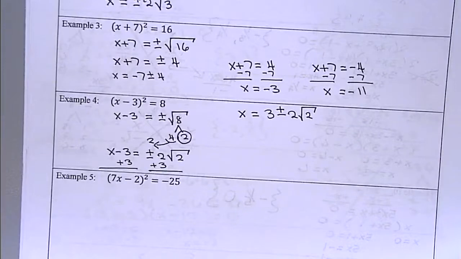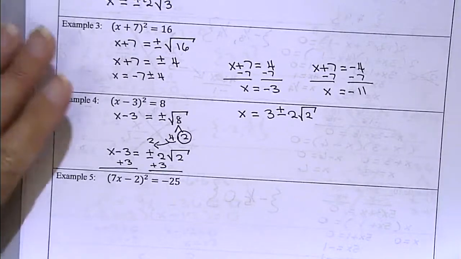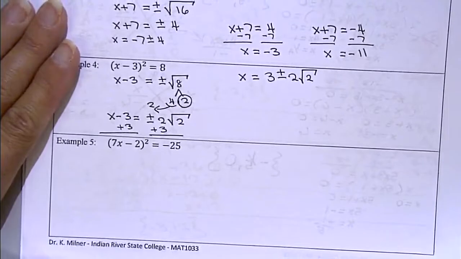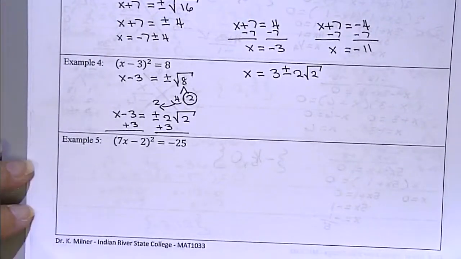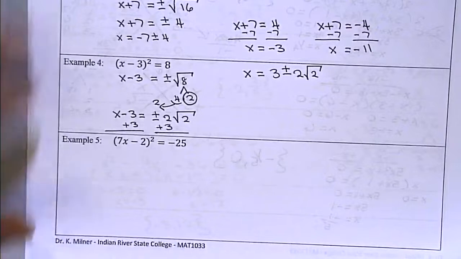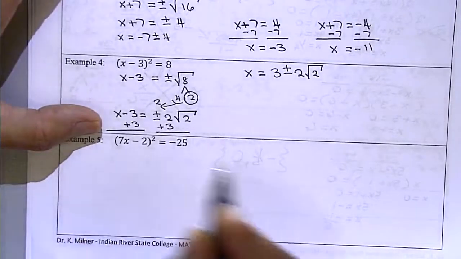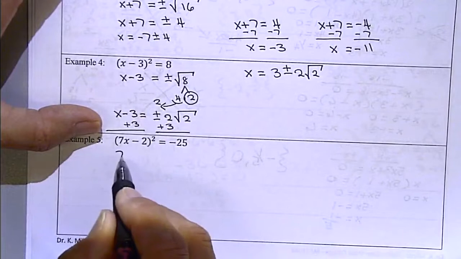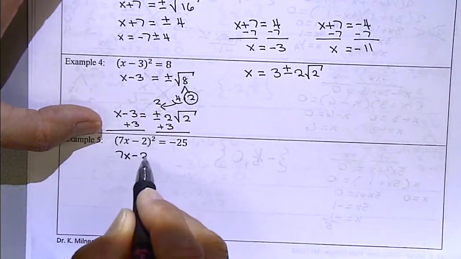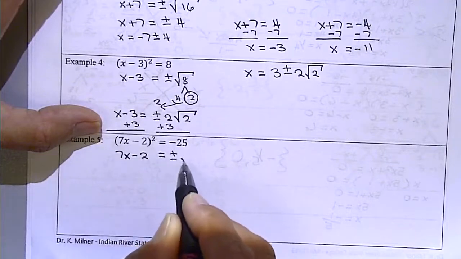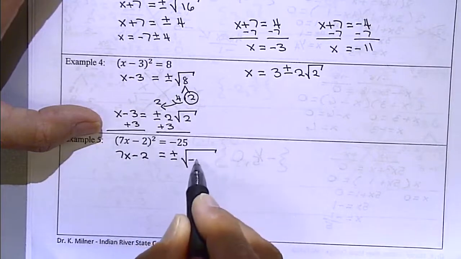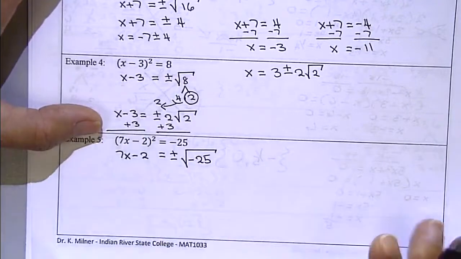How do you feel about that one? Because I want to do another one. Because this one brings into play some negative numbers, all right? Now look, I'm going to take this, do the same thing we did, okay? I'm going to say 7x minus 2 is equal to the plus or minus the square root of what? Negative 25. Well, that's kind of okay.